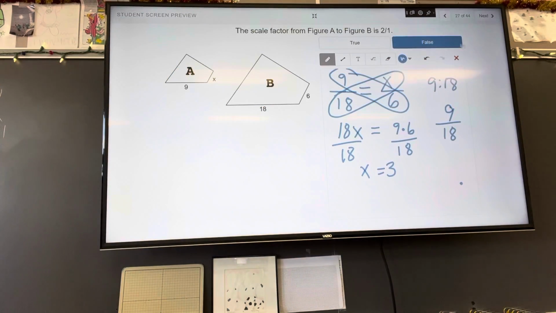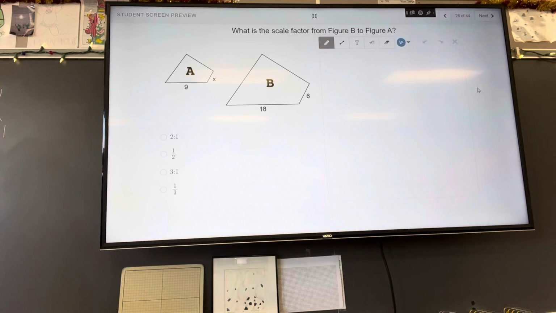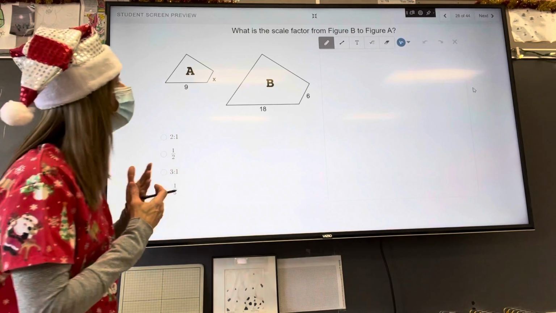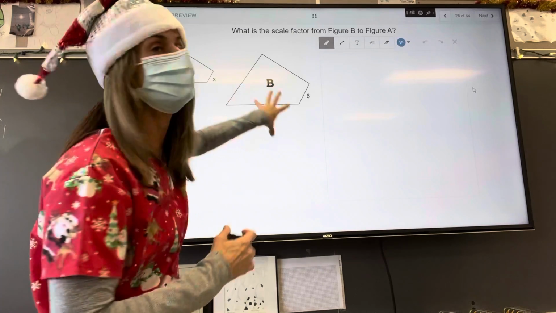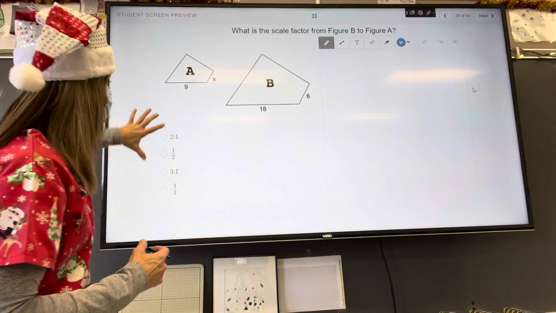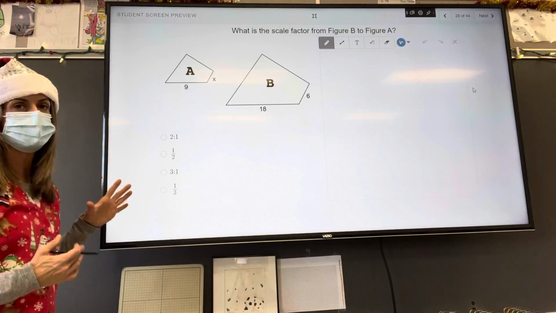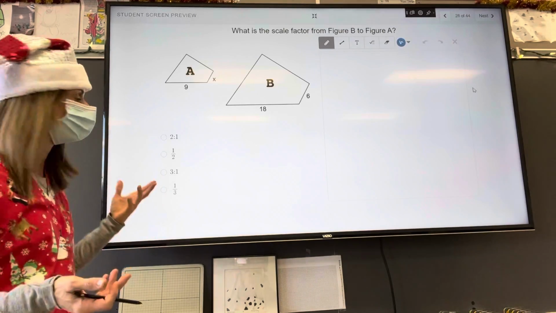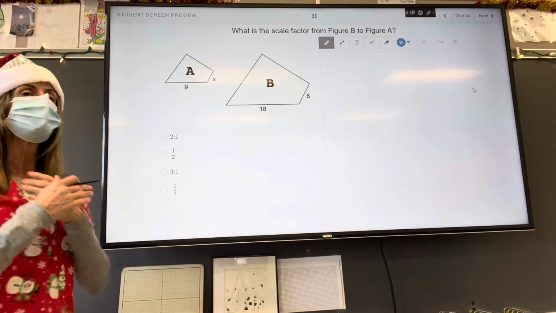So that one's false. But then we go to slide 28, and it's the same question, but now it's asking what's the scale factor from figure B to figure A? If you take a look at these answers, you will see some of them are written with a colon and some are written as a fraction. They mean the exact same thing.